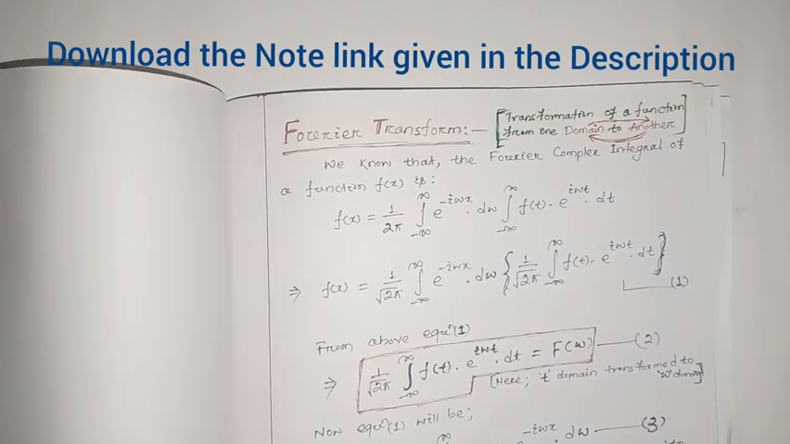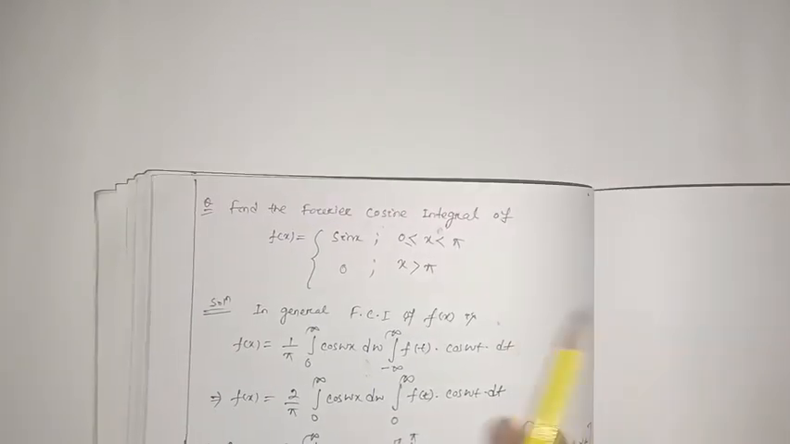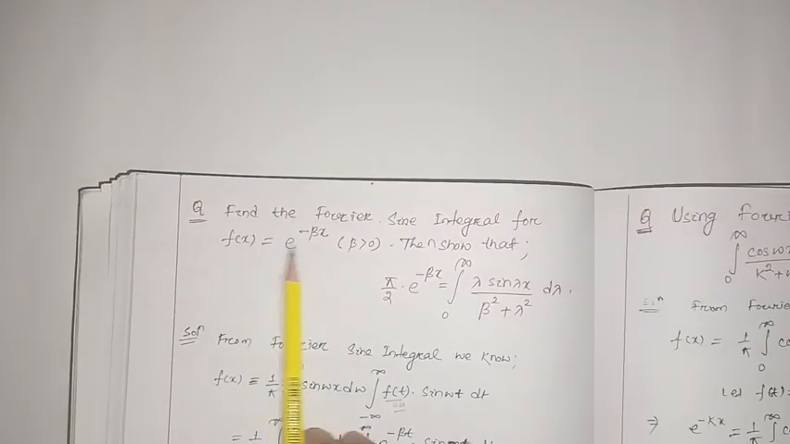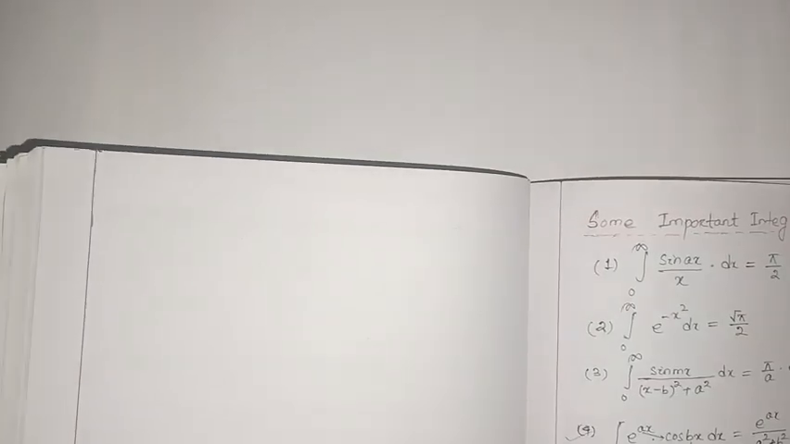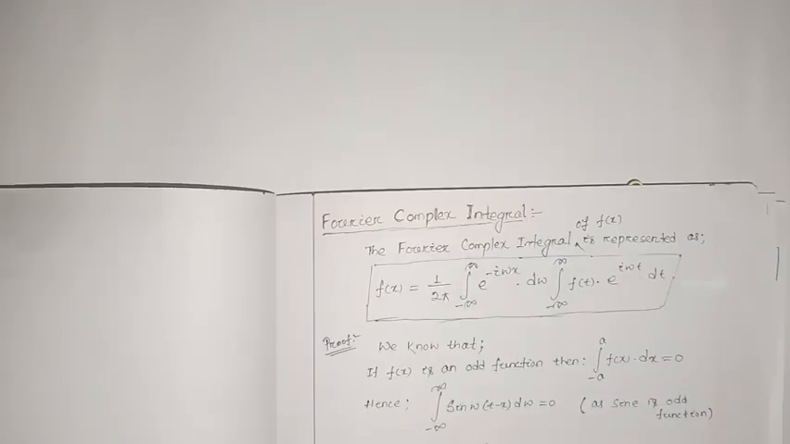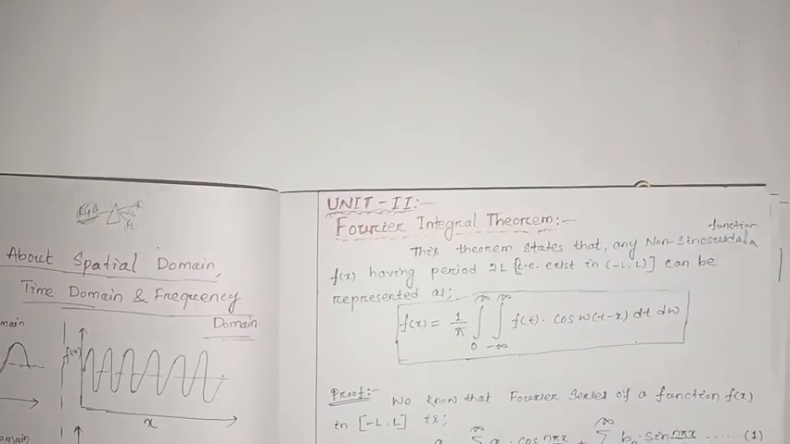In our last class, we discussed in detail various numericals based upon the Fourier cosine integral, the complex form of the Fourier integral, and the Fourier sine integral also. Here, the Fourier sine integral we discussed in detail. Before that, we discussed the Fourier complex integral, its expression, and we proved it. And before that we discussed the Fourier integral theorem.